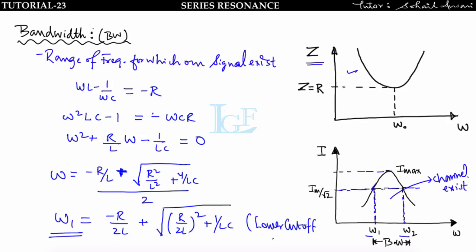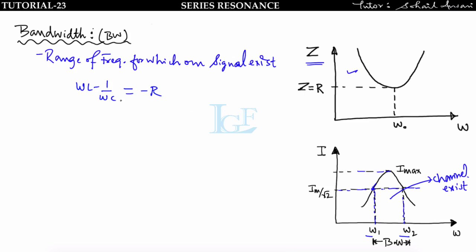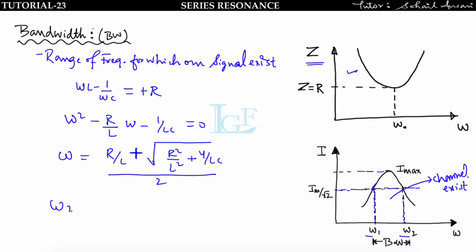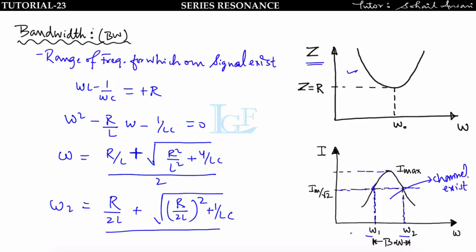Now in order to find the higher cutoff frequency, we will take the second case, that is omega L minus 1 upon omega C is equal to plus R. Again I will get a quadratic equation, omega square minus R upon L omega minus 1 upon LC equals 0. So finally omega 2 will be R upon 2L plus the square root of (R upon 2L) whole square plus 1 by LC. In this way we can find the upper and lower cutoff frequency.